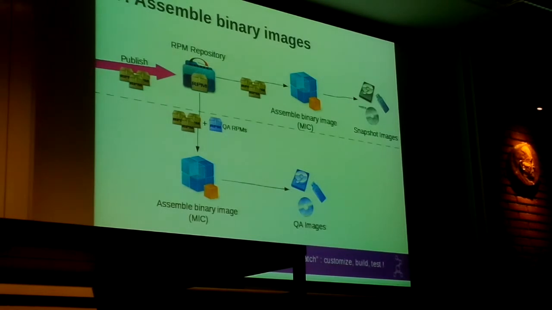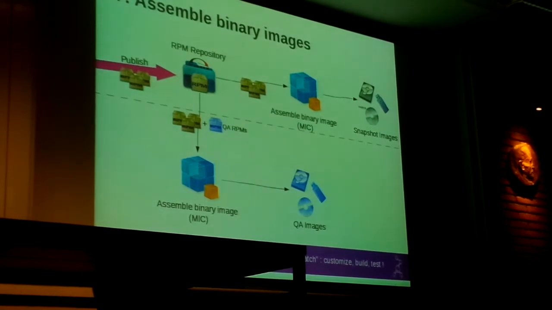The next step, we must create now binary images. So there is another tool for that, which is called Mic. It's coming from Meego and has been updated for Tizen. Mic is able to take binary RPMs and create some kind of raw images or live USB images.